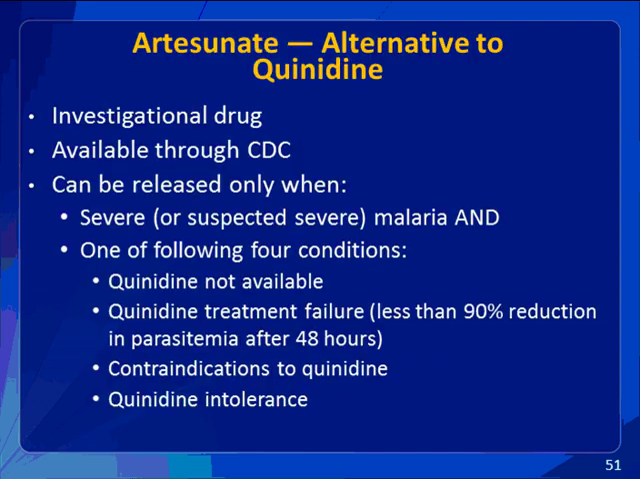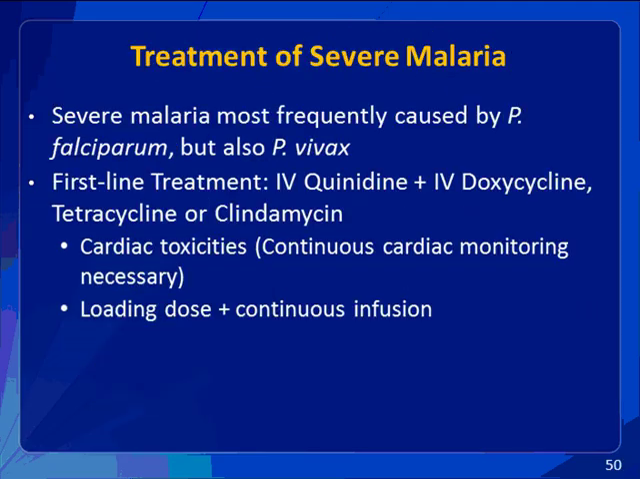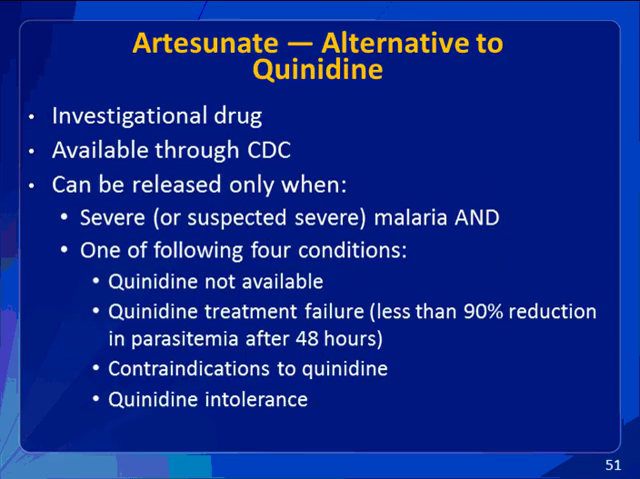So basically, there's 4 conditions when artesunate can actually be given to cases of severe malaria. Although let me first correct the person asking the question. Artesunate should never be given alone. Artesunate should always be given and then followed up with either atovaquone, proguanil, doxycycline, clindamycin, or mefloquine.